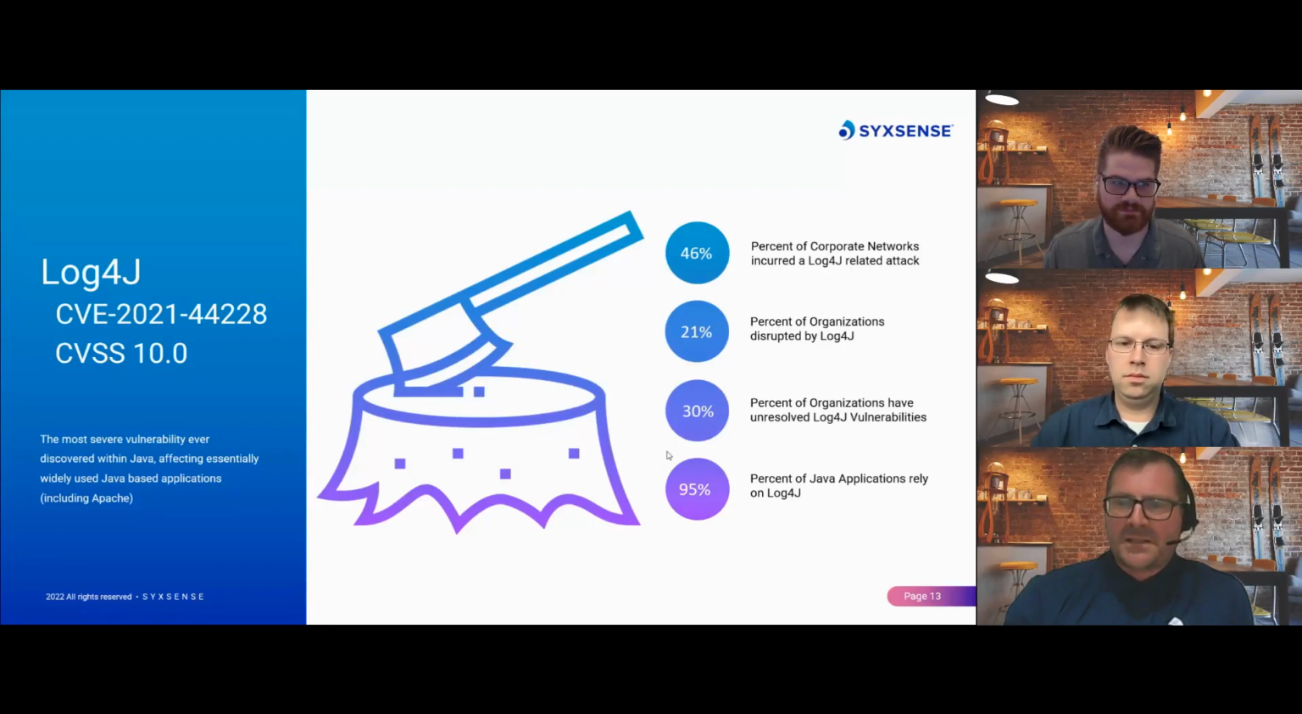Now, statistically, 46% of devices had a Log4j related attack. 21% of organizations were disrupted by this. So software that was being used that contained it had to be turned off, or the binaries had to be deleted. In fact, in the last poll, 30% of organizations still have unresolved Log4j vulnerabilities. And 95% of Java applications rely on it.